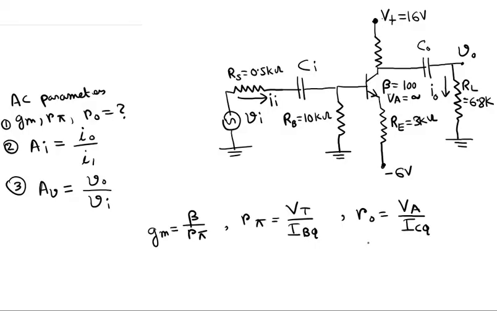Okay, now note that R pi is basically Vt divided by Ibq, so we need to find Ibq first. Ibq is the Q-point base current, or the DC component of the base current. Okay, so we have to solve the transistor for the DC voltages and the DC currents first to get this parameter Ibq.